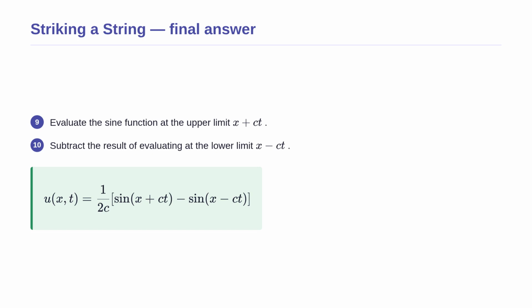For our final steps, we substitute the upper limit into the sine function and subtract the result of substituting the lower limit. This yields our final answer. Physically, this final result shows that an initial velocity also creates two traveling waves. However, because of the subtraction in the formula, these waves interact differently than in our first example.